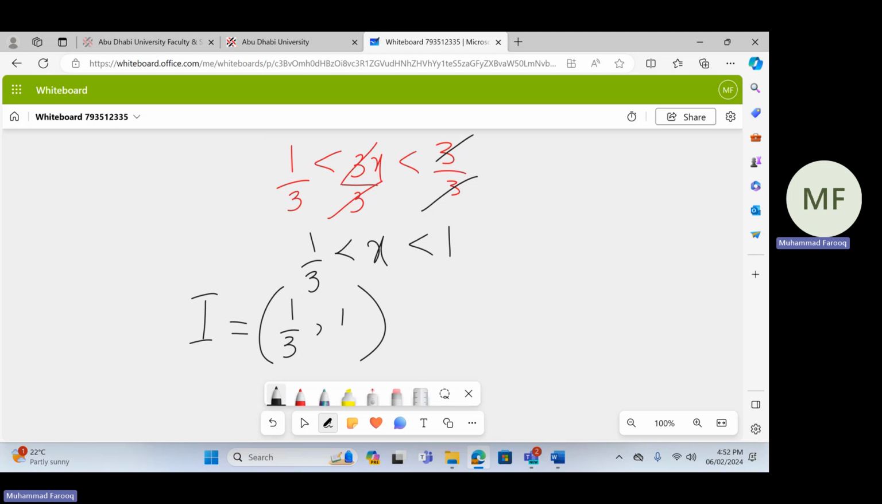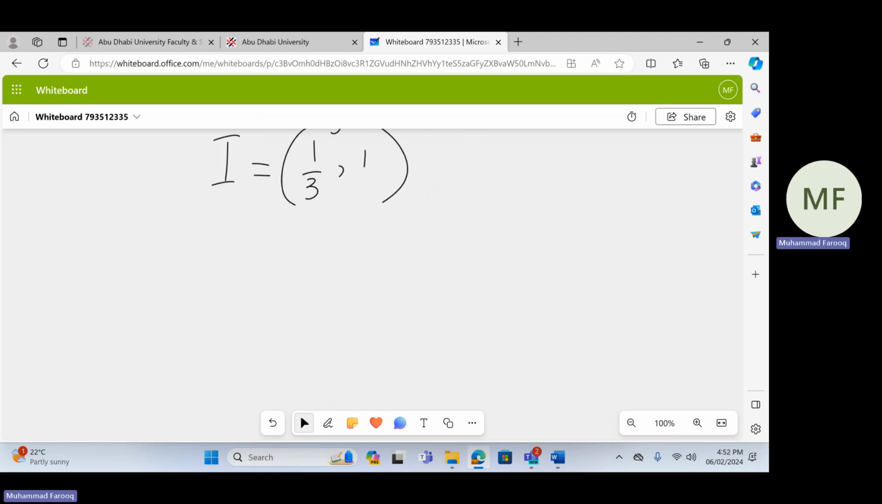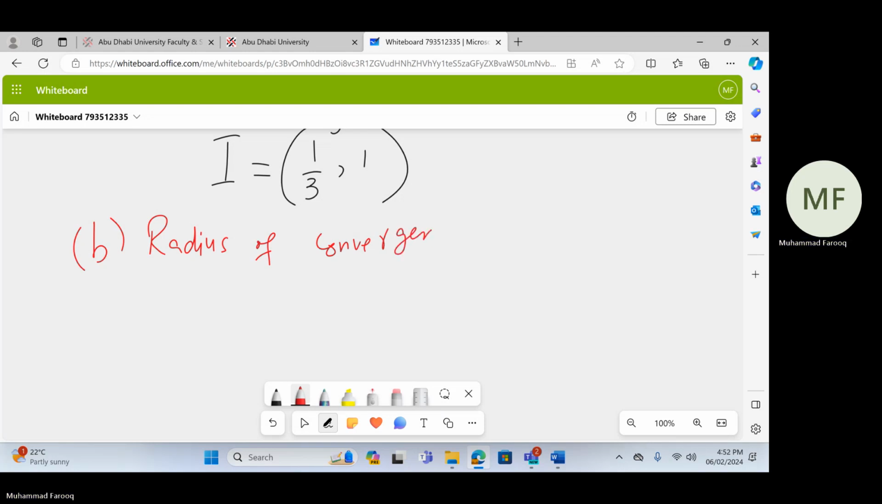In all such cases, you always take the absolute value and expand it with the rules which I just told you. So until here is part A. Now, part B is R, the radius of convergence. Radius of convergence means half the distance, or half the length, of this interval. So what is the half length of this interval?